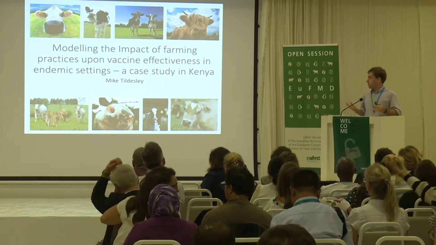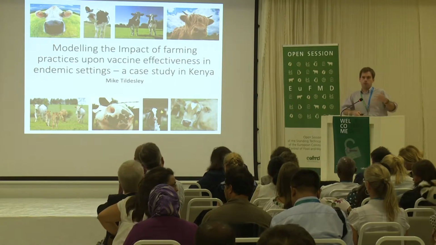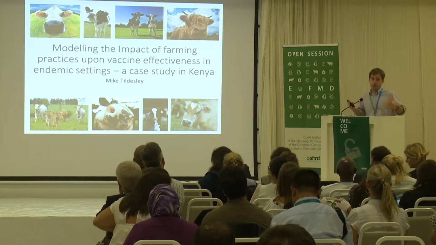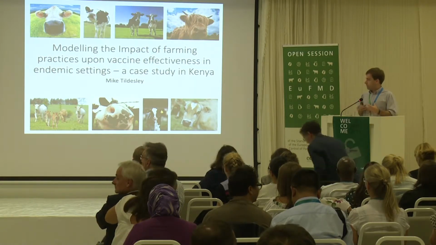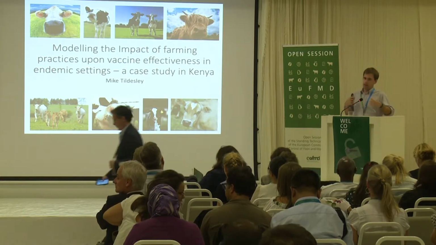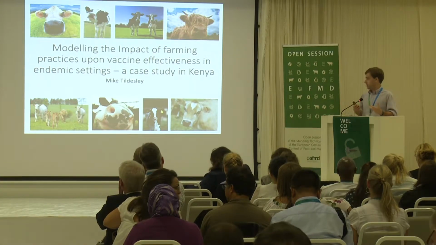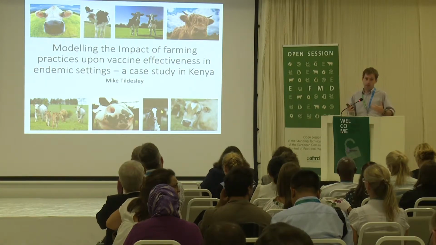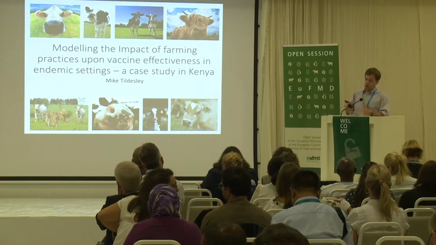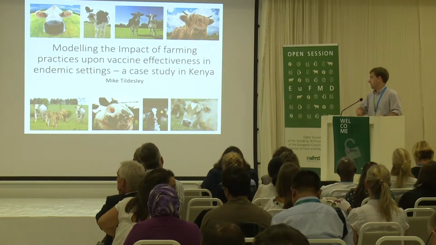Really the main focus of this is that a lot of the modelling work that's been done for FMD historically has been in epidemic settings. And I want to really think about how we might translate some of the knowledge that we've got into endemic settings. The risks are very different. We can't necessarily port a model from an epidemic setting straight across to an endemic setting.